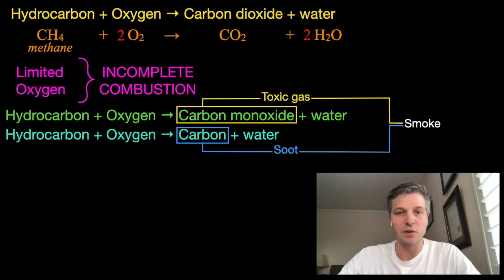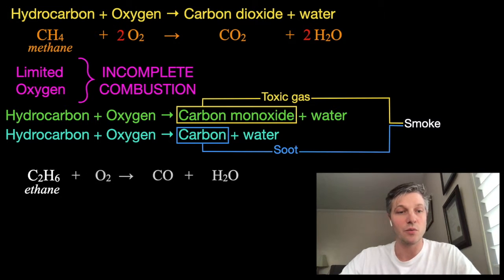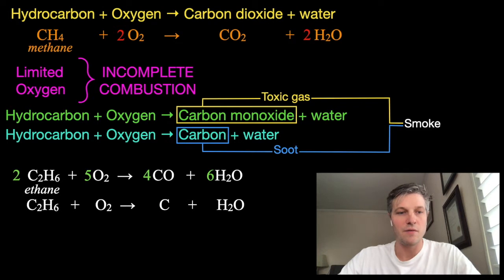Let's have a look at an example where we have ethane, which is C2H6. With oxygen, it'll give us carbon monoxide and H2O, and we have to balance that one up. Then we have ethane plus O2 gives us carbon and H2O, and that one also needs to be balanced up.